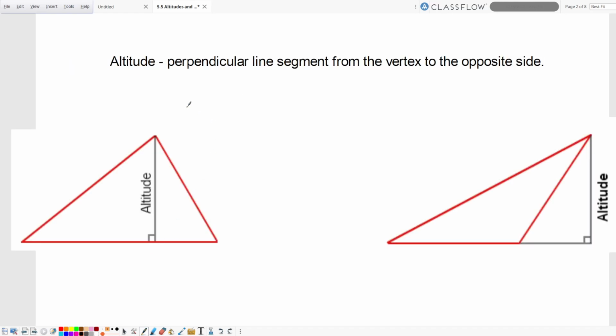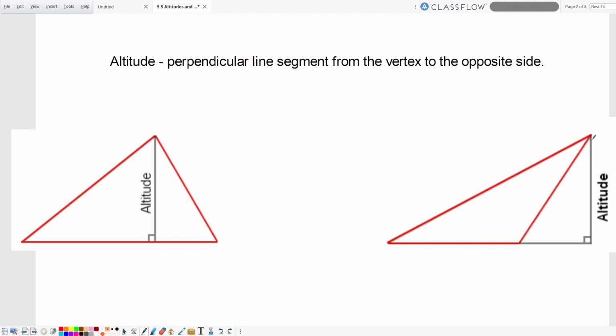The altitude is going to be a perpendicular line segment from the vertex to the opposite side. So you're going to take a vertex and then just imagine dropping a straight line right down that connects to the other side, and it has to be perpendicular, which means you have to have this 90-degree angle. So in this triangle on the left, we have an altitude that is on the interior of our triangle. On the triangle on the right, we have an altitude that is on the exterior.